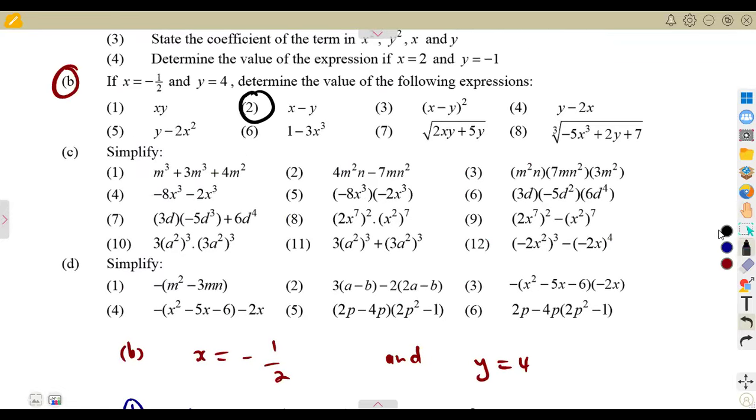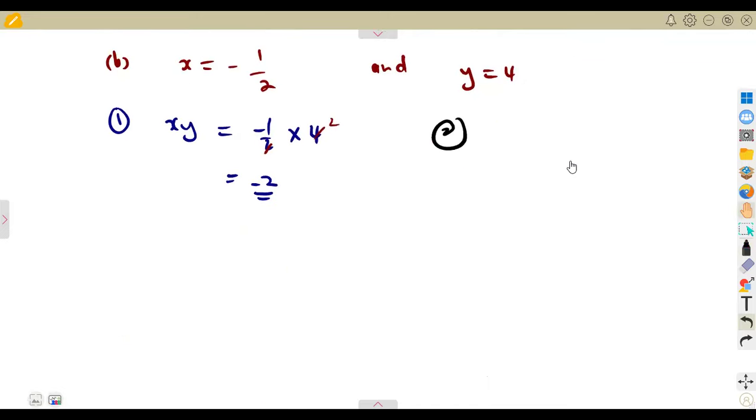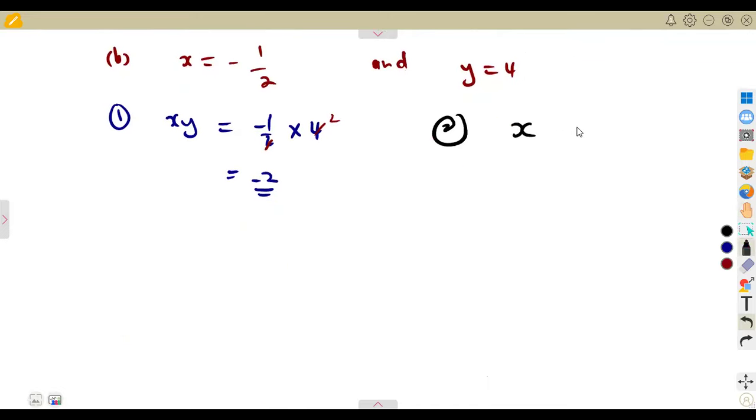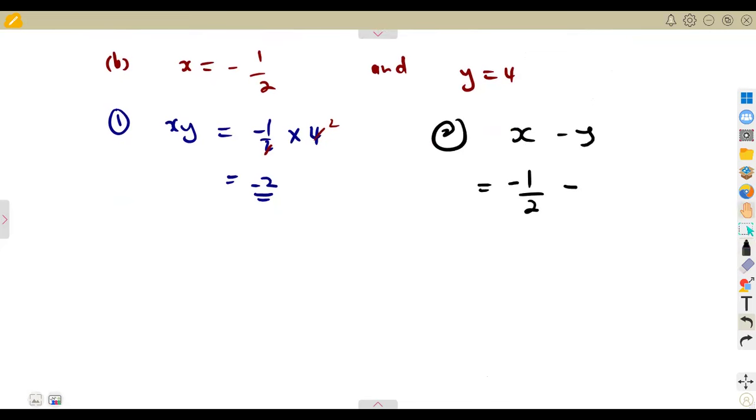So x minus y on number 2, what does it mean? X minus y. Just going to substitute. What is the value of x? The value of x is -1/2, minus the value of y, which is what? Which is -4.